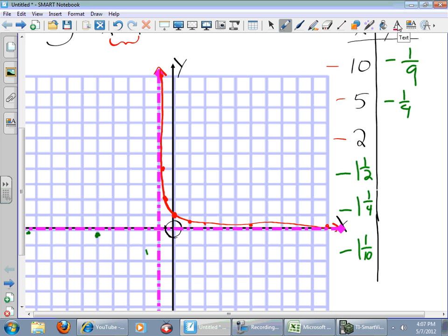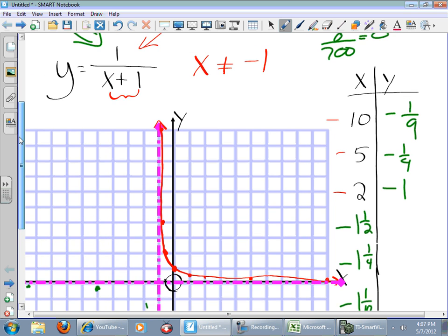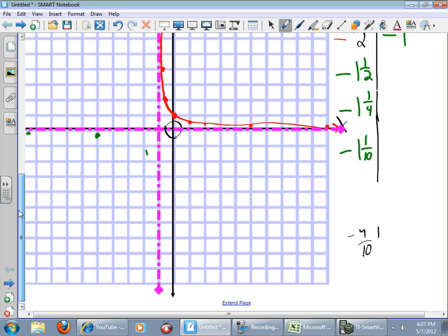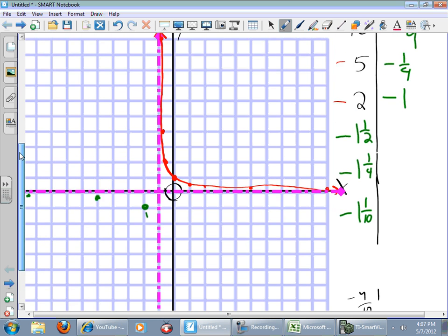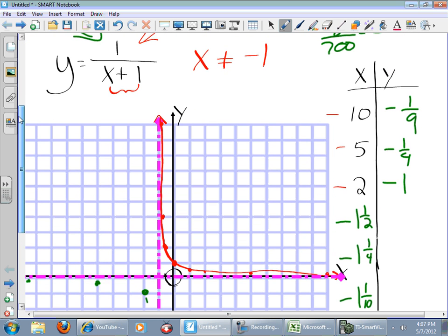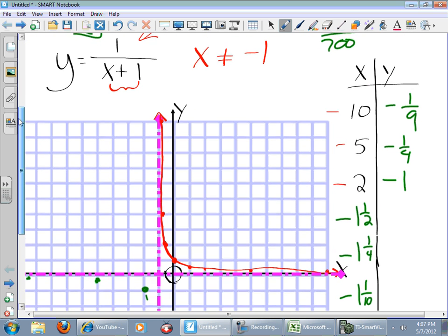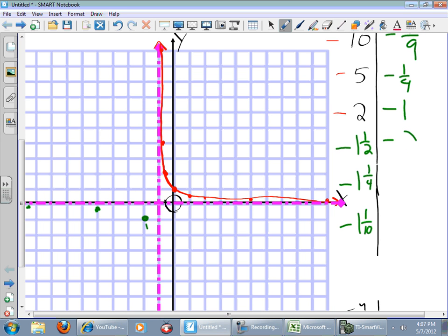Okay, so let me see, where am I at? -2, I think, is going to give me an answer of -1, right? Check my math really quick. -2 plus 1, -1. So it's going to be -1. So at -2, I'm going to be at -1. -1.5. Well, my denominator, I'm going to get a -0.5. 1 over -1/2 will be -2. So as I start to get closer, it's going to climb in the negative direction.